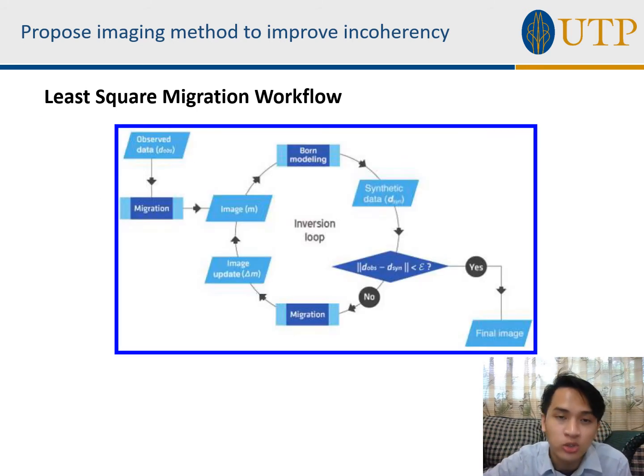So here is the least square migration workflow. The first step of LSM starts with a standard migration. After that, the migrated image will be used as a reflectivity model in Born modeling to create synthetic data. After that, we compare the differences between the observed data and synthetic data. If the differences are large and not within the range of the acceptable threshold, then the differences will be migrated and used to update the image and form a new updated image. When the differences between observed and synthetic data are acceptable, then it will form the final image.